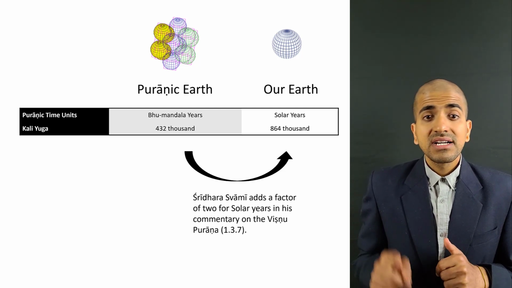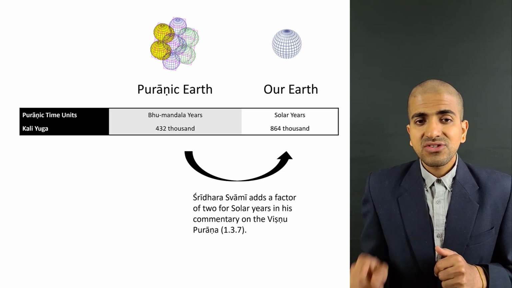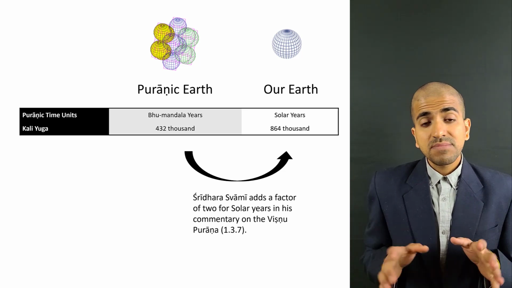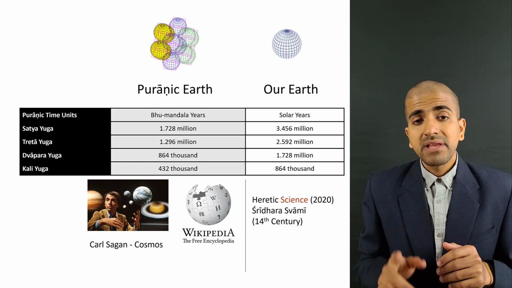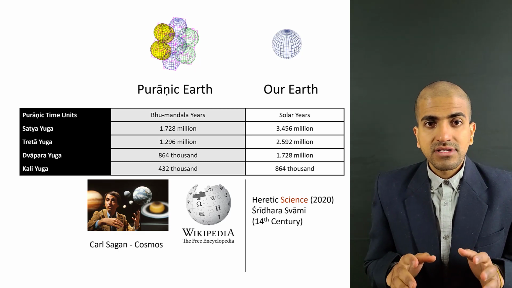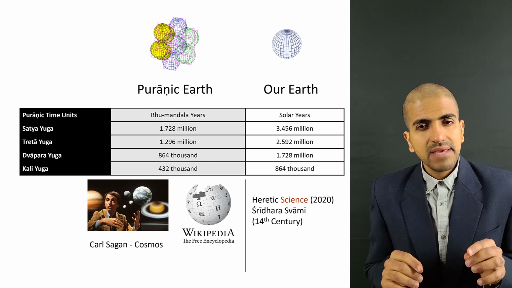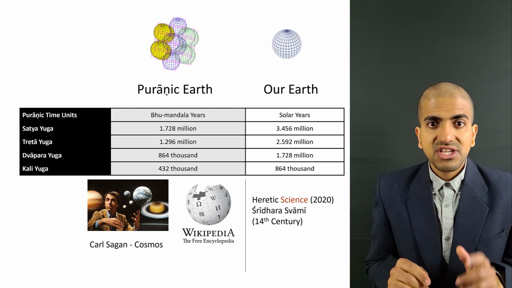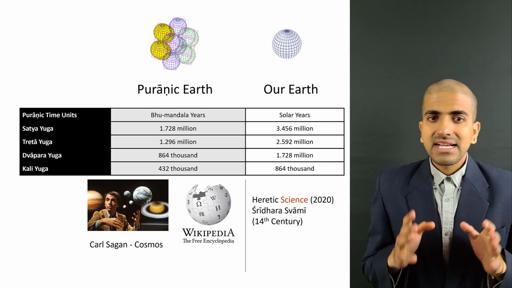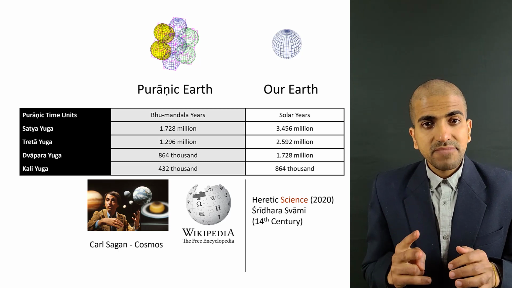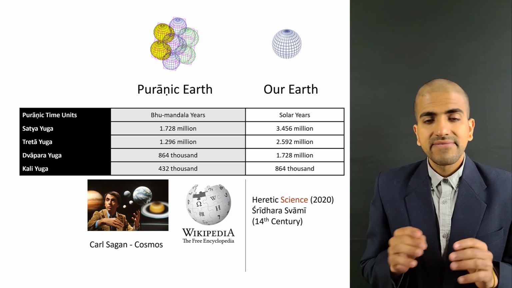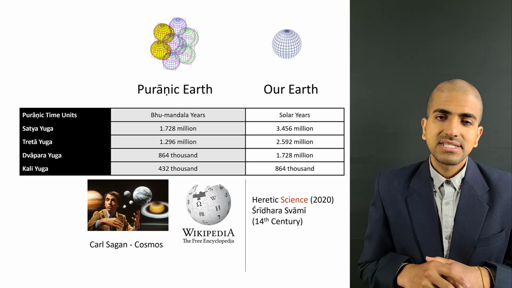Similarly, a Dwapar Yuga is 1.728 million solar years. A Treta Yuga is 2.592 million solar years. And a Satya Yuga is 3.456 million solar years. The key point to note about the Puranic time units is that time moves twice as fast on our earth than the Puranic earth. Therefore, a conversion factor of 2 must be applied to the Puranic statements if we wish to compare them with the findings of modern science.